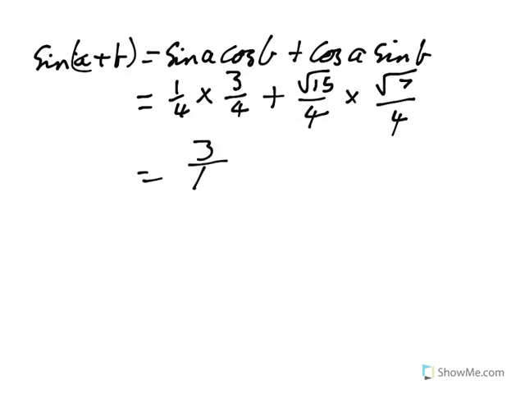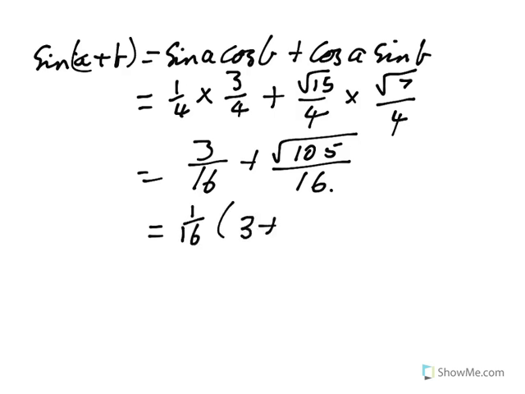So we get 3/16 plus root 105 on 16. So the only thing you can really do is take 1/16 out as a factor, and you've got 3 plus square root 105. And so there we go. That's that.